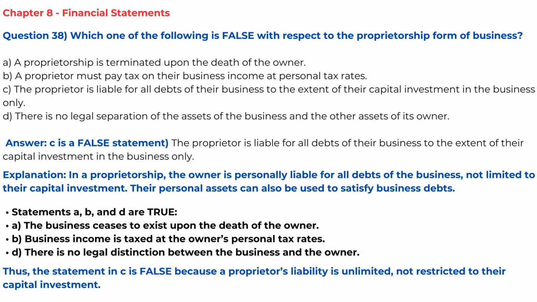Question 38. Which one of the following is false with respect to the proprietorship form of business? Answer. C is a false statement. The proprietor is liable for all debts of their business to the extent of their capital investment in the business only.